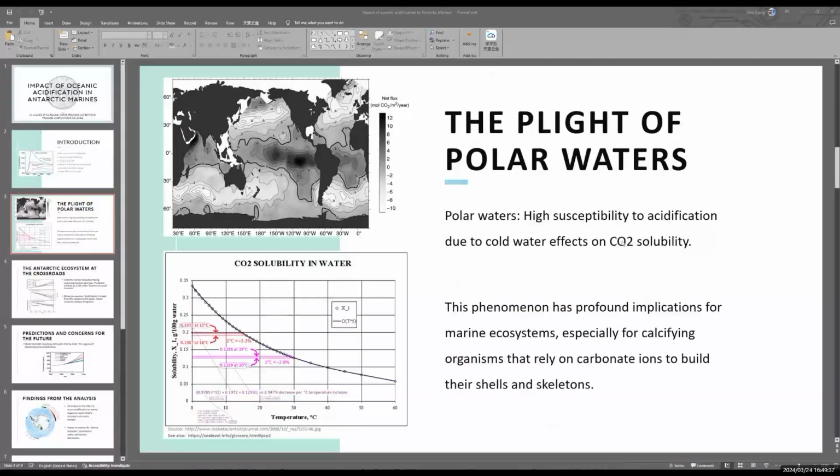So first of all, let's talk about the plight of polar waters. Polar waters, characterized by their naturally low levels of calcium carbonate and reduced buffering capacity, face an amplified risk of acidification. This risk is facilitated by carbon dioxide's increased solubility in the frigid temperatures of these regions, shown from the graph on the bottom here, where we can see that lower temperatures have a higher carbon dioxide solubility. And also, factors like high upwelling rates bring carbon dioxide-rich waters to the surface.